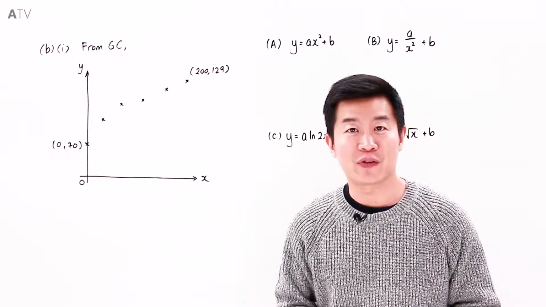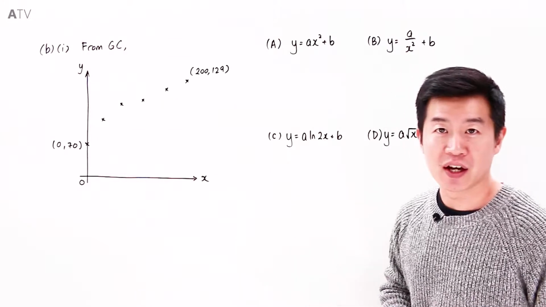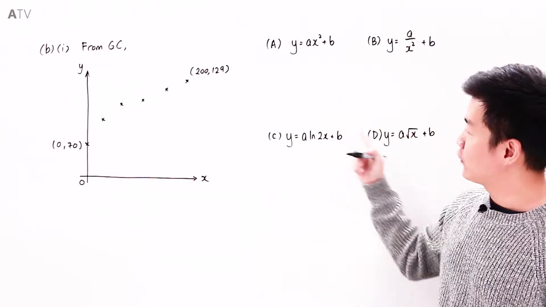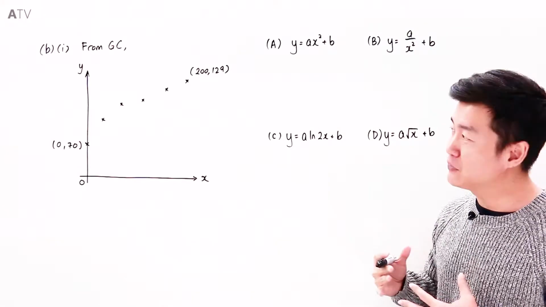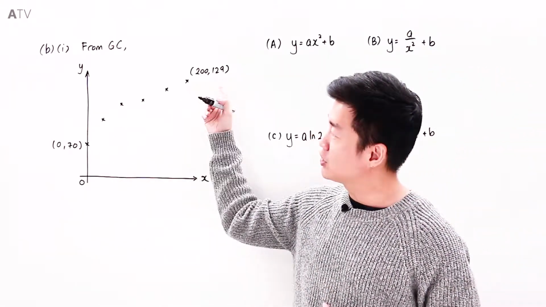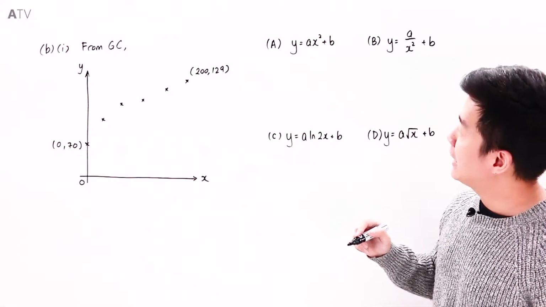By making use of our graphing calculator, we have come up with the scatter diagram of x versus y. Now let us take a look at these four models here. Let's discuss which one of them is going to provide for us a curve that is a best representation of this set of scatter diagram.